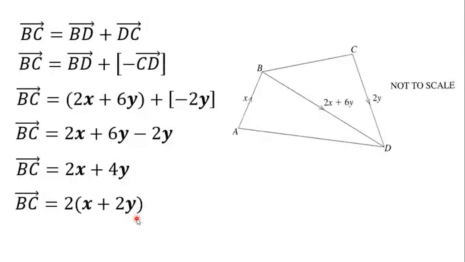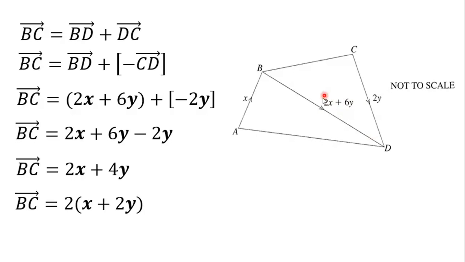What is BC? Now the vector BC means that we're going to start at B and try to get to C. How can we start at B and then end at C? Which route can we take? Well, we can start at B and then go to D, and that's why we have BD here. And then from D, we can go to C, and that's why we have DC here. So let's start at B and then go to D. BD is actually 2X plus 6Y.